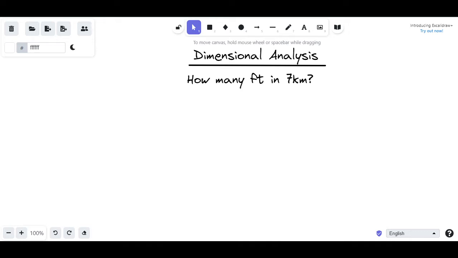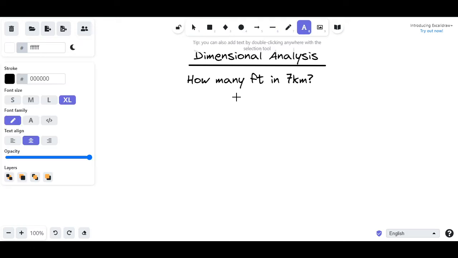So here's an example problem. How many feet are in 7 kilometers? There's no real straightforward way to convert from feet to kilometers, but there are ways to do it. And we're going to start with what we might know about kilometers and miles, and then miles and feet. So let me start by giving you your conversion factors.